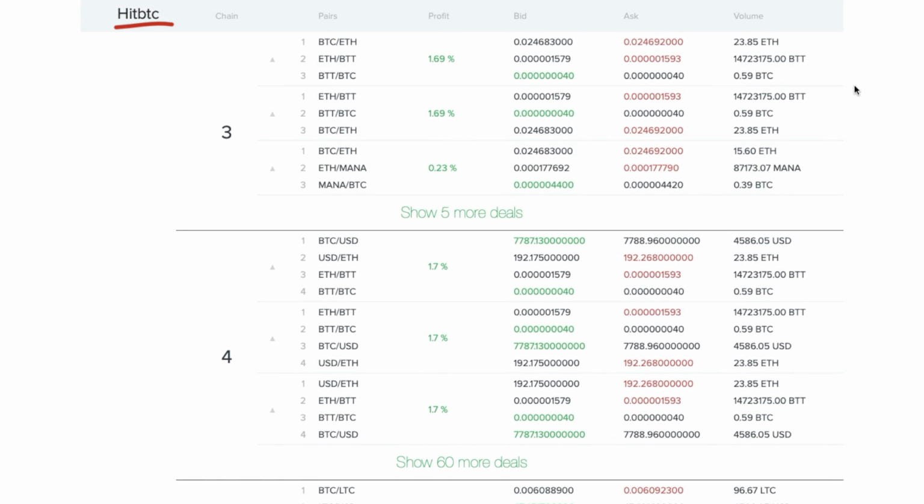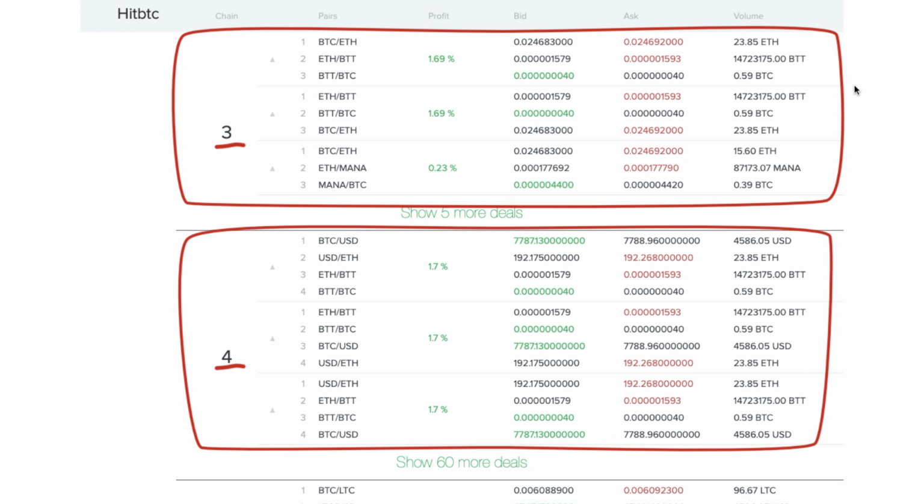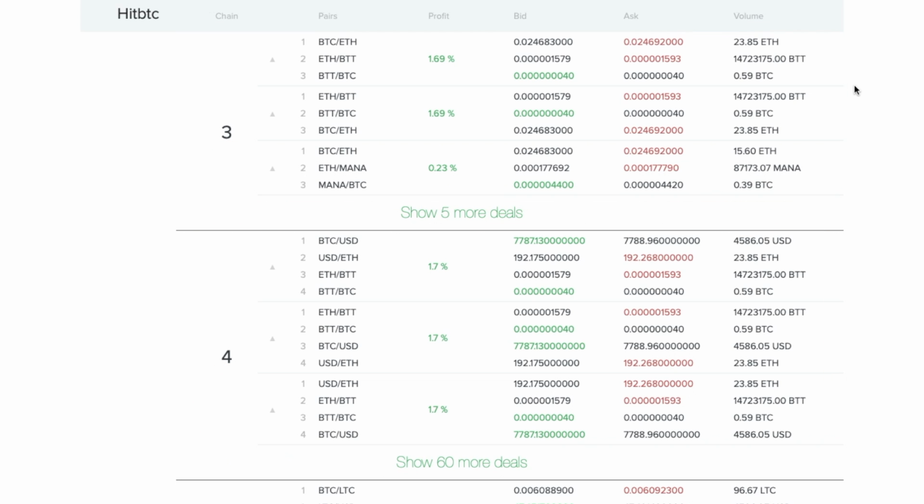All deals here are grouped by exchange. Inside an exchange, deals are grouped by chain length, and inside chain length by profit amount top to bottom. The pairs column shows cryptocurrency pairs for exchanging. The profit column shows the revenue from completing the course of deals. Bid and ask tell current buying and selling prices at the exchange, with target trades in color. Volume presents the deal volume maximum.